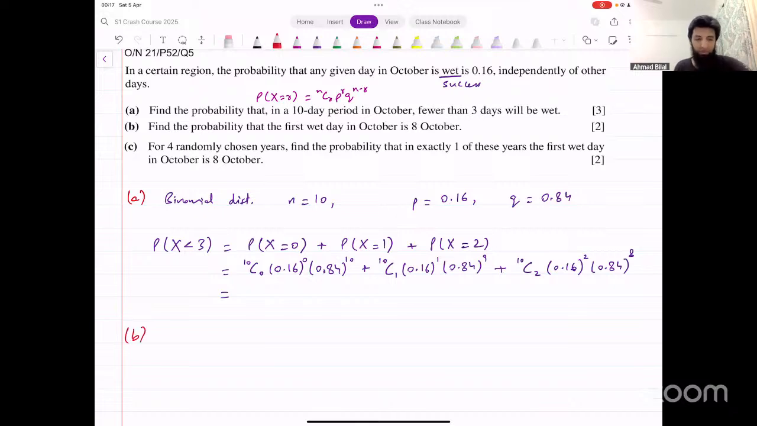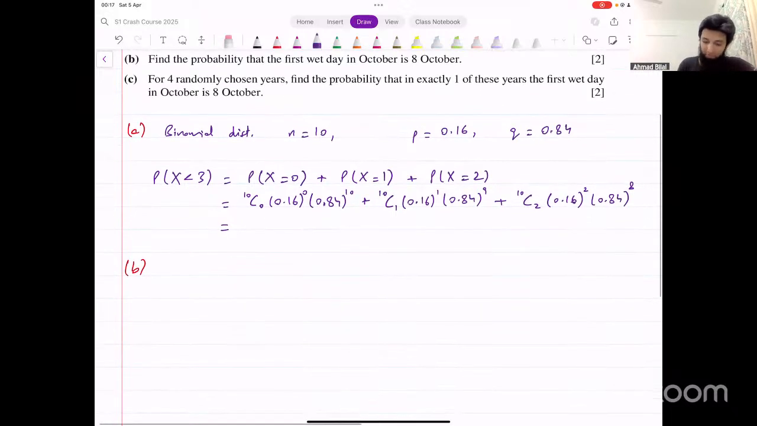Now part B says, find the probability that the first wet day in October is 8th October. What distribution are we talking about now? We're talking about the first success. The probability that the first success comes on the 8th attempt, on 8th October. That's a geometric distribution, right? So now it's a geometric distribution in the second part.